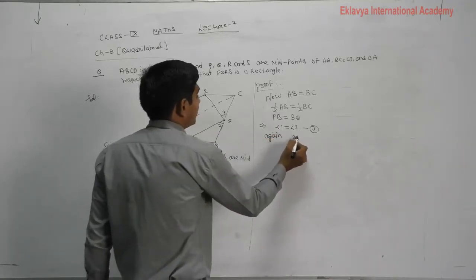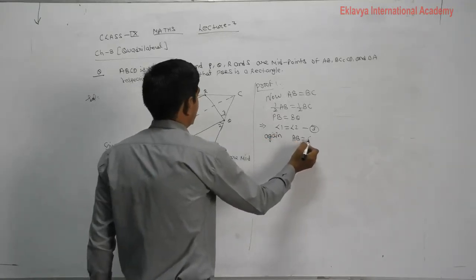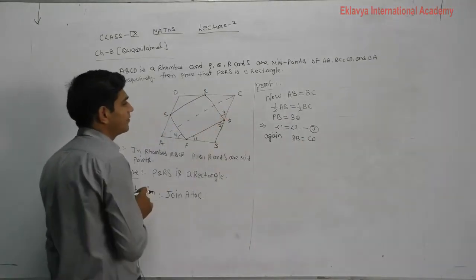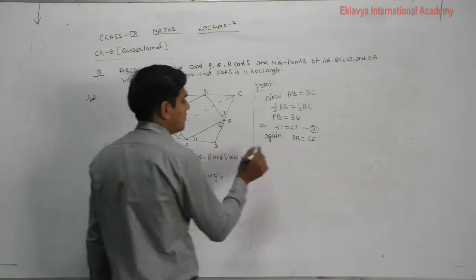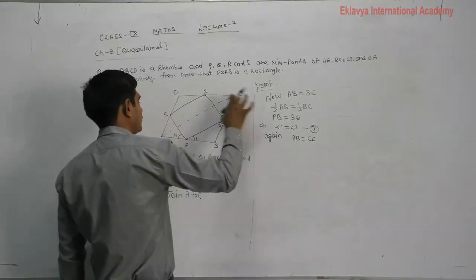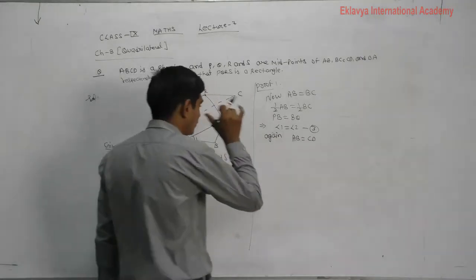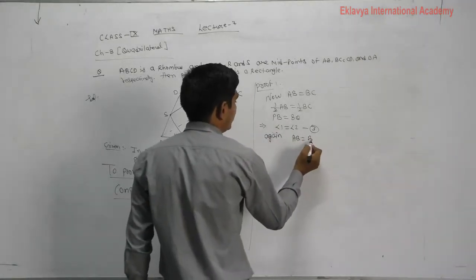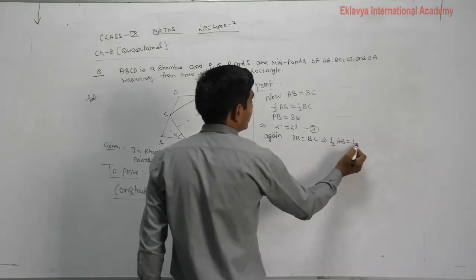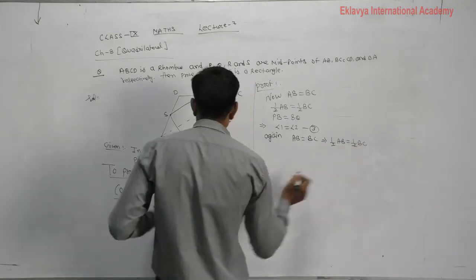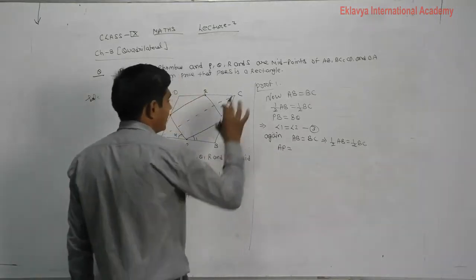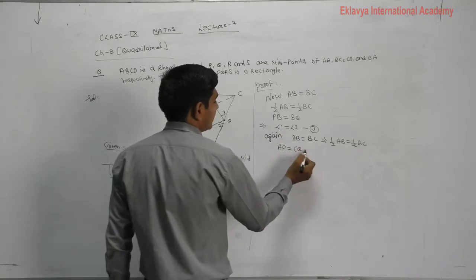Again AB is equal to CD. AB किसके इक्वल है? CD के इक्वल है. So AB, that AP is equal to CQ होगा, AS is equal to BQ और AP is equal to BC. So half of AB is equal to half of BC. AB half can be written as AP and BC half can be written as CQ, equation number 4.